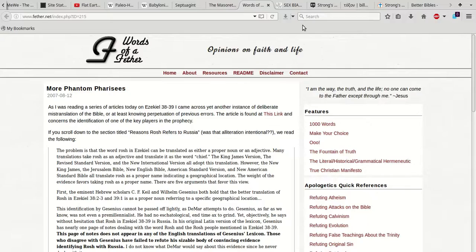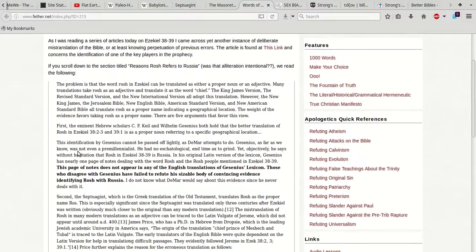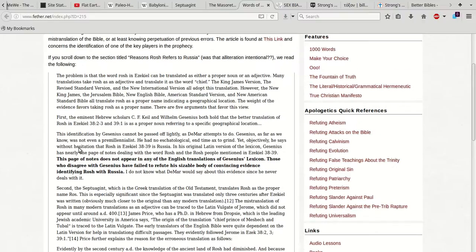But monkeying with the Bible didn't stop there. There's an article here that quotes another article and just summarizes the main part I wanted to look at, where there was a question about a certain prophecy in the Bible about whether it referred to Russia or whether it referred to a name or a title, basically, is the disagreement. And there was a section here, reasons Rosh refers to Russia. Yeah, alliteration with R there.